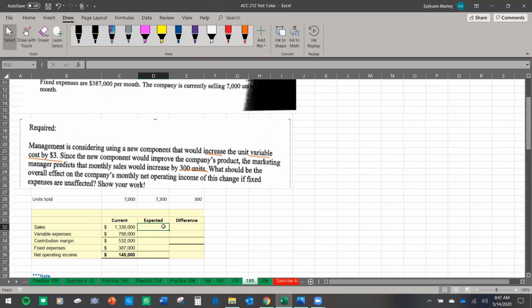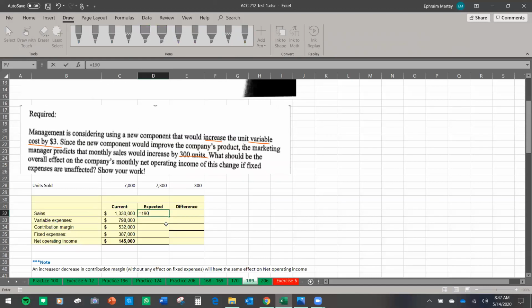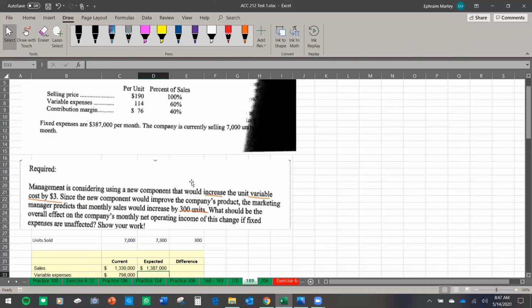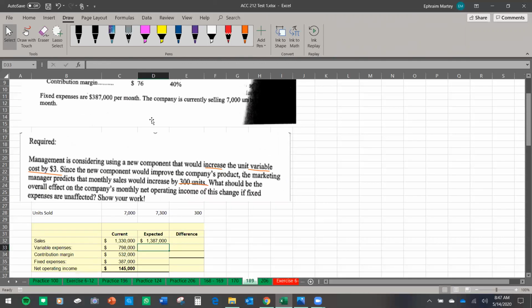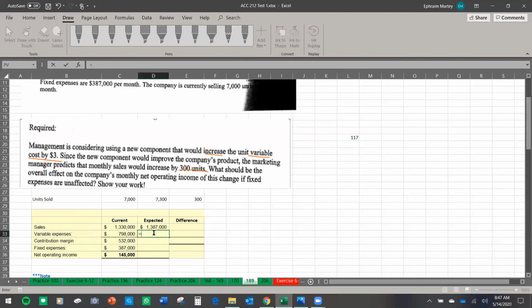So let's see, the selling price is going to stay the same at 190. So we have 190 multiplied by 37, that gets 387. And our variable expense, we know it was 114, but it's increasing by 3, so it's going to be 117 now. You know the math, 114 plus 3 is 117. I did that for you to see. So 117 multiplied by 7,300. That's what it's going to be now.